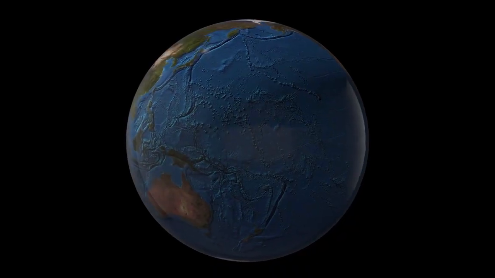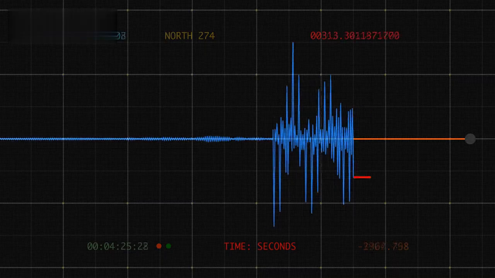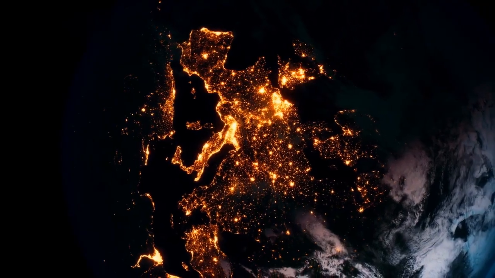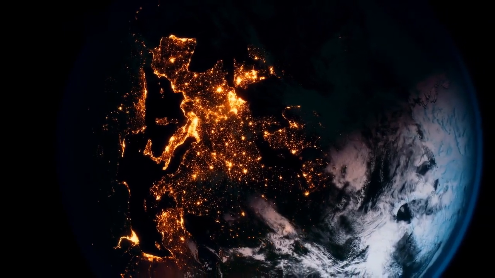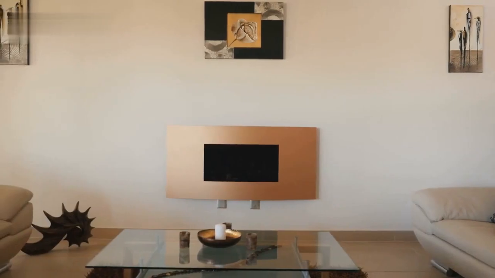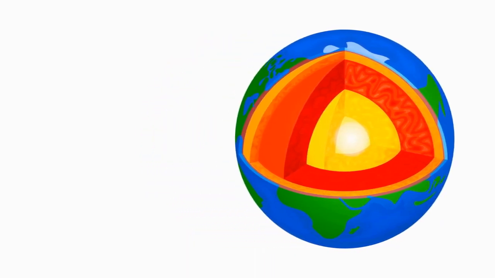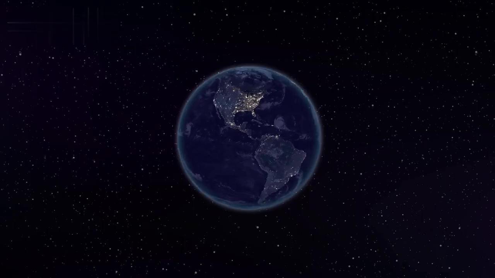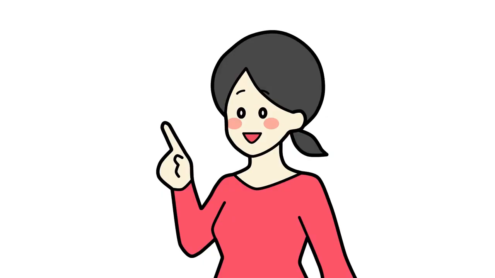Chapter 1: The Earth's Restless Interior. To understand earthquake prediction, we must first delve into the Earth's inner workings. Our planet is not a static sphere. It is a dynamic, ever-changing entity. Beneath its solid surface lies a complex and restless interior. The Earth's interior is divided into several layers, including the inner core, outer core, mantle, and crust. The interaction between these layers creates the conditions for earthquakes.